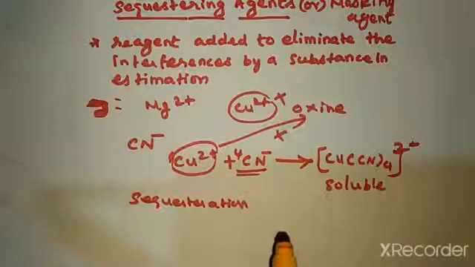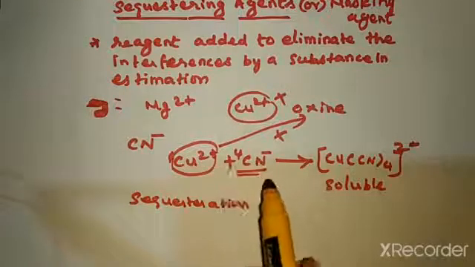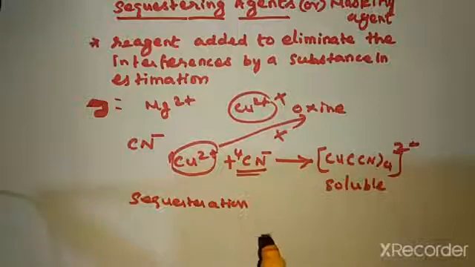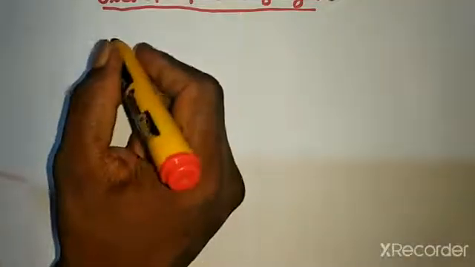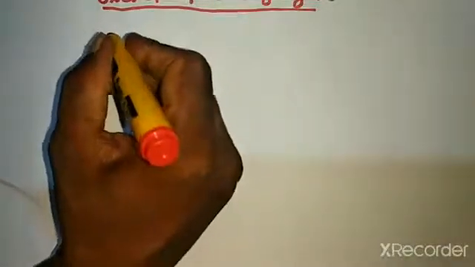Sequestration. So we know what a sequestering agent is, and we have discussed it with an example. And what are the uses of this sequestering agent in gravimetric analysis? Uses of sequestering agent. Some of the uses we can discuss here. The sequestering agent is used in the estimation of magnesium.